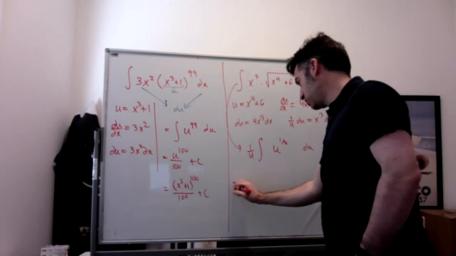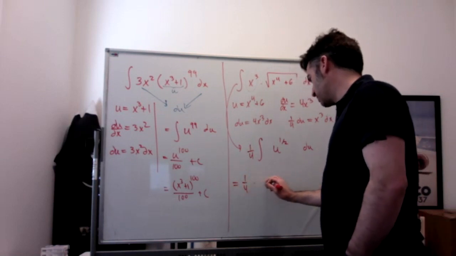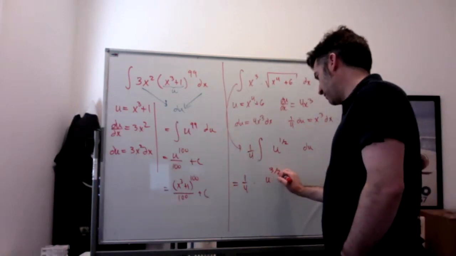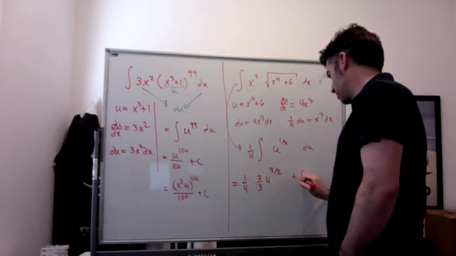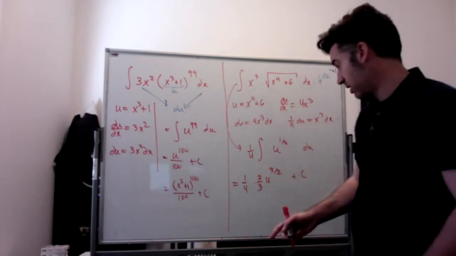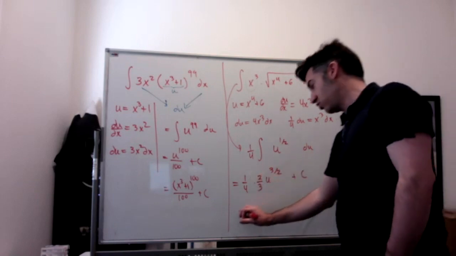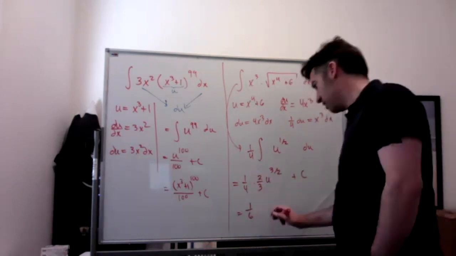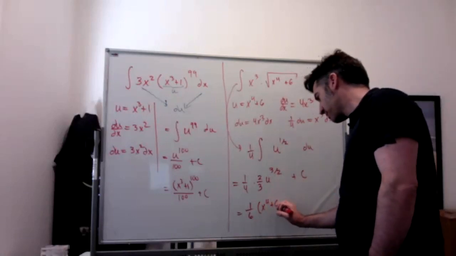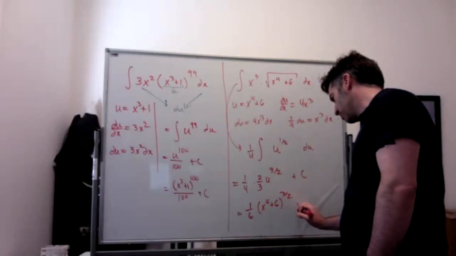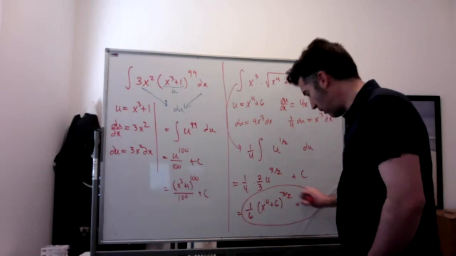Now we antidifferentiate. We get 1/4 times u to the 3/2 divided by 3/2, which is the same as multiplying by 2/3. And let's simplify this really quick because we're out of time. 1/4 times 2/3 is 2/12, which is 1/6. U is x to the fourth plus 6, so we get 1/6 times x to the fourth plus 6 to the 3/2 plus c. That would be our antiderivative.